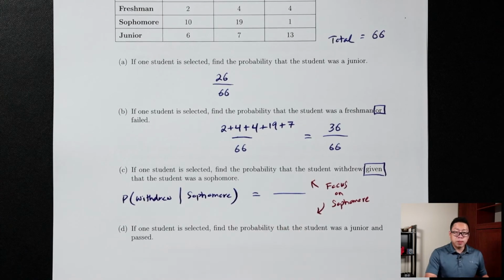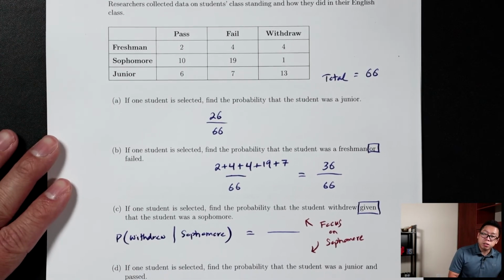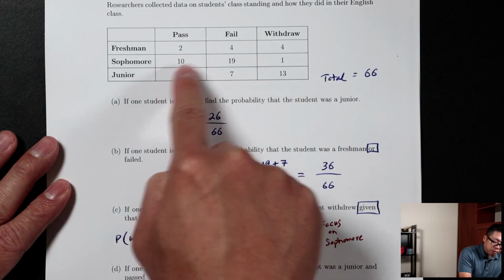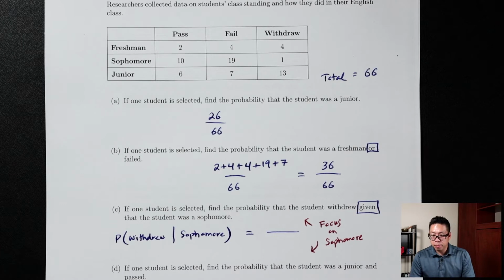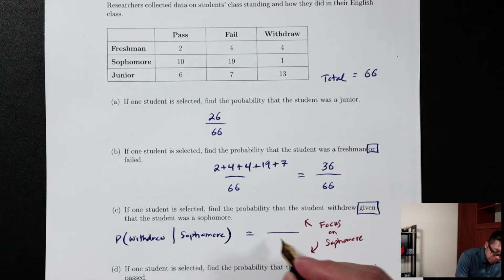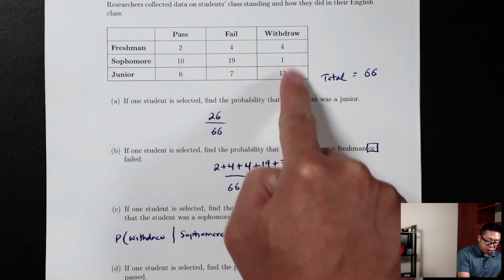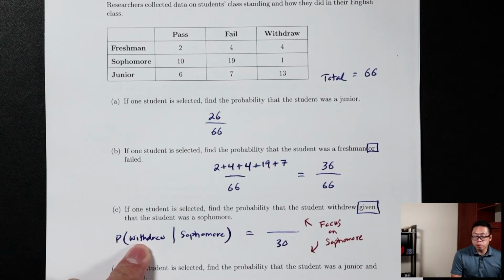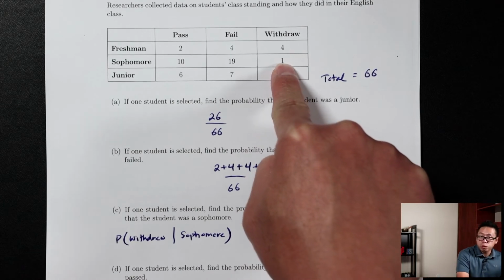Okay, so starting with the bottom, focusing just on the sophomores, how many are there total? So 10 plus 19 plus 1. That's 30. Okay, for the top, still focusing just on the sophomores, how many withdrew? So just the sophomores, 1 withdrew.